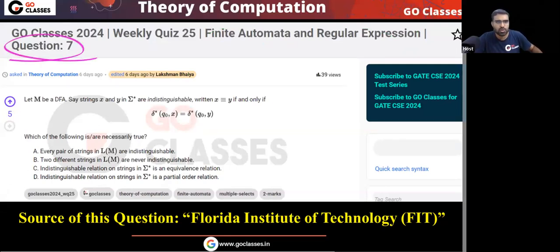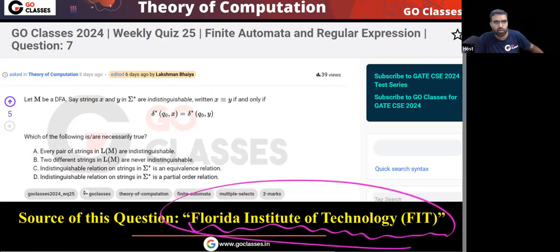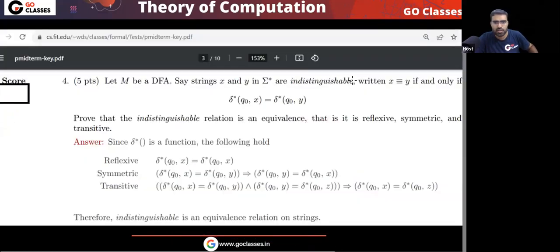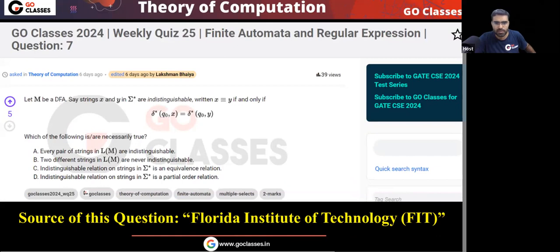Let's solve question number 7 in weekly quiz 25. This is a very nice question. Please read it. Let me tell you, this is a standard question, taken from Florida Institute of Technology, FIT. You can check it out. This same question we have taken from this university. So first you read and understand the question, then you solve it.